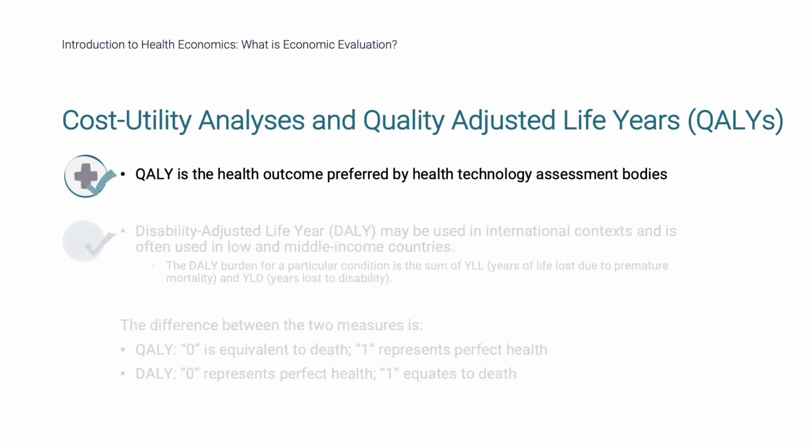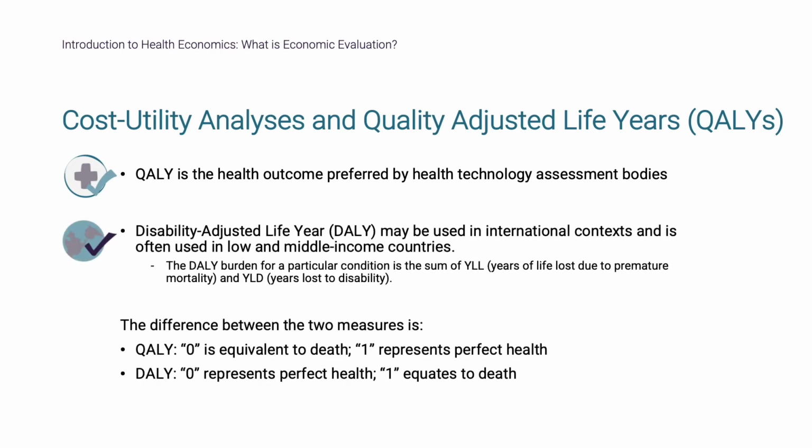The Disability Adjusted Life Year, or DALY, is an outcome that may be used in international contexts and is often used in economic evaluations conducted in low and middle income countries. The DALY burden for a particular condition is the sum of years of life lost due to premature mortality, or YLL, and years of life lost to disability, or YLD. Health interventions seek to avert DALYs, and in doing so, to increase the number of years that a person lives in good health. We have introduced this term so that learners are familiar with it, but we'll continue to focus on QALYs in this course.